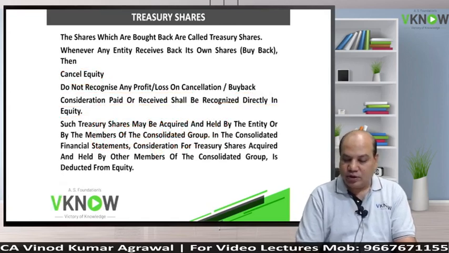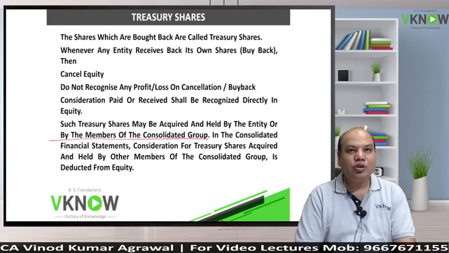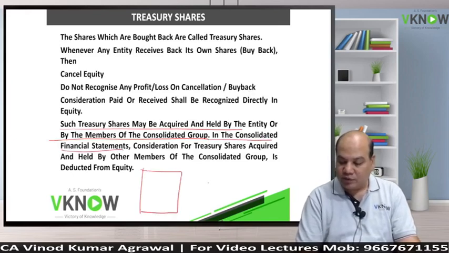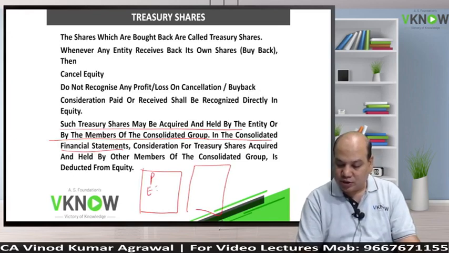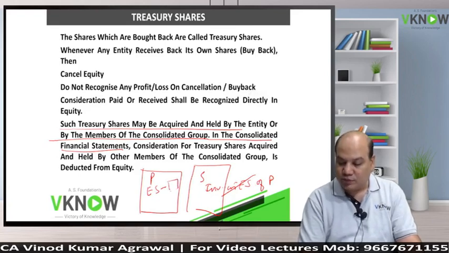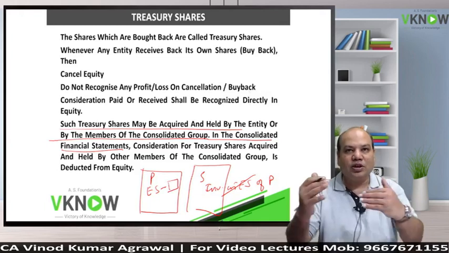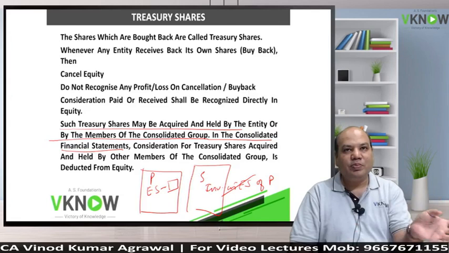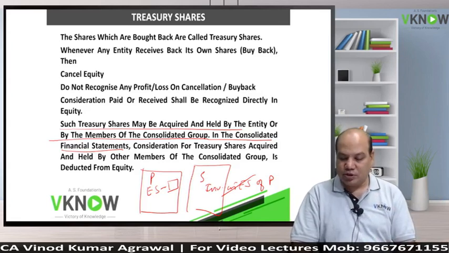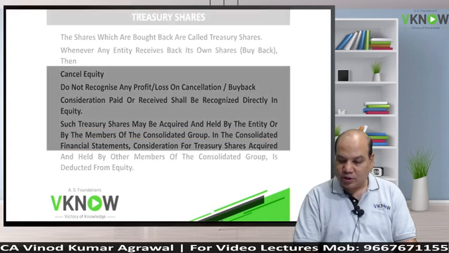Next point is, such treasury share may be acquired and held by the entity or by the members of the consolidated group. In India, you cannot buy and hold your own shares, but still the standard says you can hold it. If you are preparing the CFS, parent has issued equity share, subsidiary has investment in equity share of parent. What we are going to do, cancel this, minus that portion from the equity share capital of the parent. So cancel the number of share held by subsidiary in parent company. Is it right? In any case, if parent is holding in subsidiary, that gets cancelled in the consolidation procedure. So this is how you will do the adjustment in CFS.